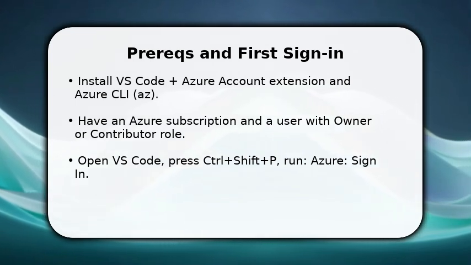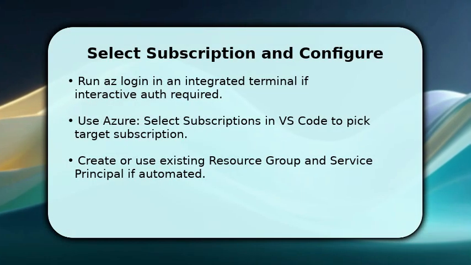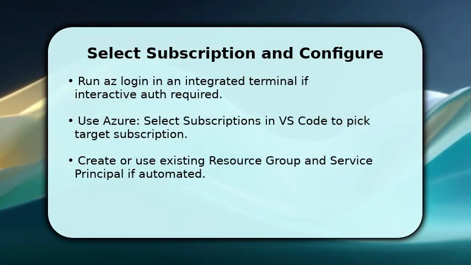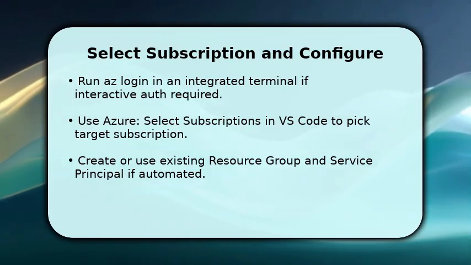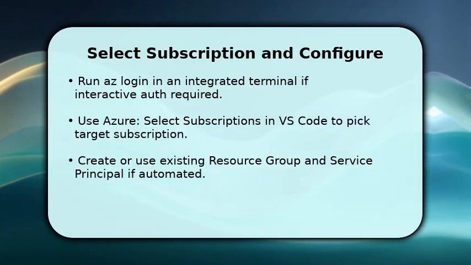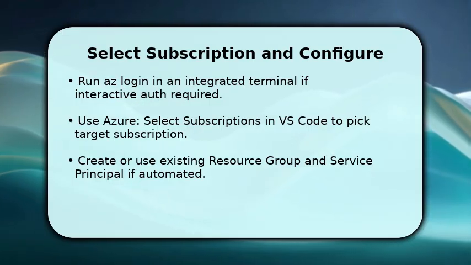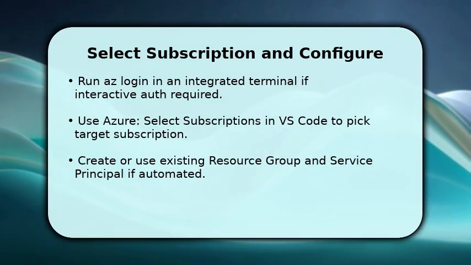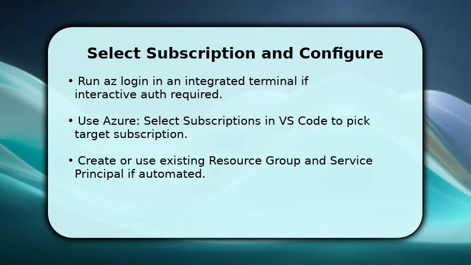Once signed in, confirm the subscription inside VS Code using Azure: Select Subscriptions so commands target the right tenant and subscription. If you need CLI actions or automation, open the integrated terminal and run az login or create a service principal with az ad sp create-for-rbac, assigning the required role. Make sure your resource group exists or create one. This prepares the scope for deployments.